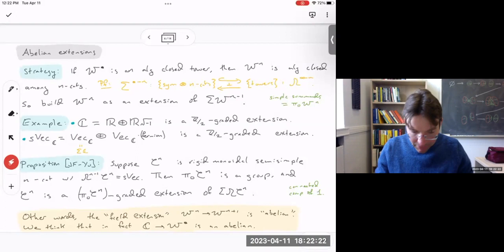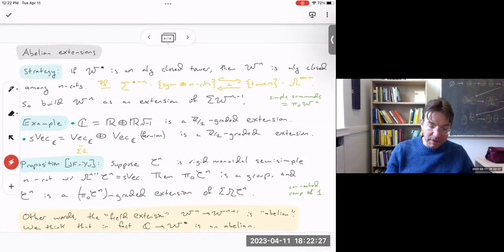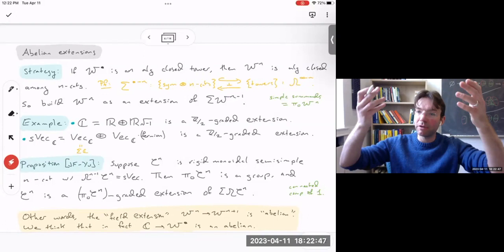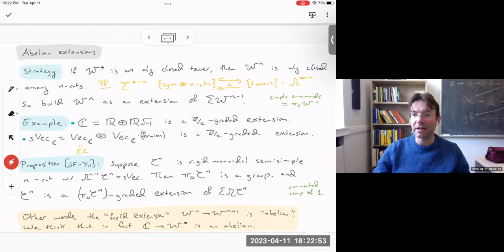Okay, now I can get into the meat of what we do. My goal was to tell you how to build an algebra. I'll start saying tower when I mean semi-simple tower. My goal is to build an algebraically closed tower. That's the goal. I want to build an algebraically closed tower, and I'm going to try to build it piece by piece, level by level. I don't know it exists yet. I'm going to try to bootstrap my way to it.